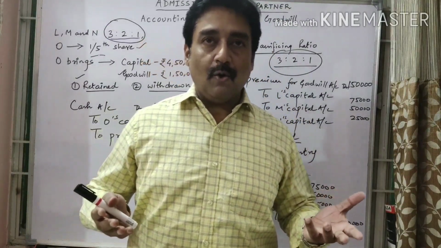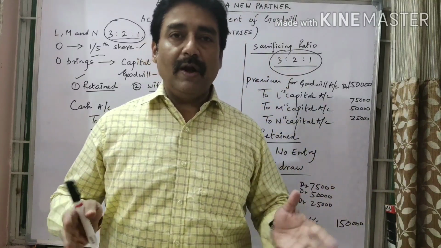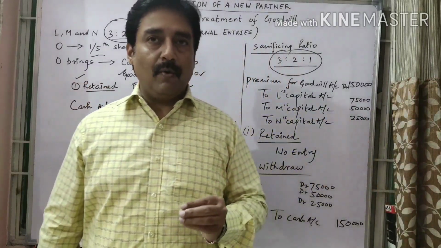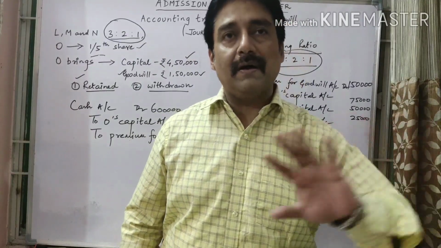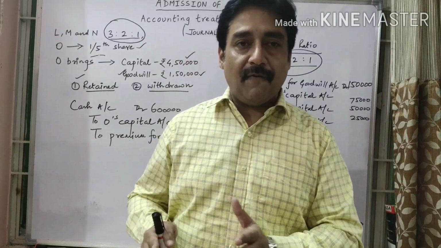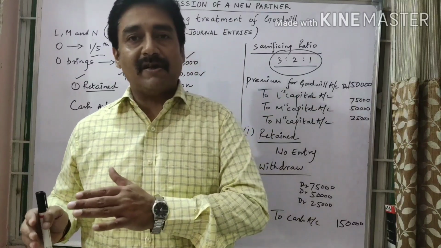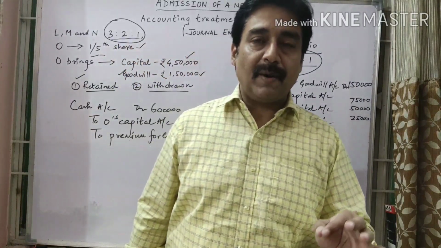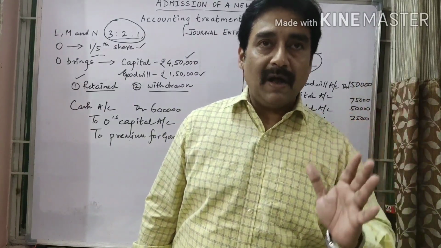Okay, if you're told that the new partner brings his premium for goodwill privately, you will not pass any entries in the books. Bringing premium for goodwill privately means that he will pay the amount privately to the old partners. The old partners will not be making any entry for receiving that amount of premium in the business or for distribution of that premium amongst the sacrificing partners. So if the new partner pays his amount of premium privately, no entry is required. I hope that is clear.